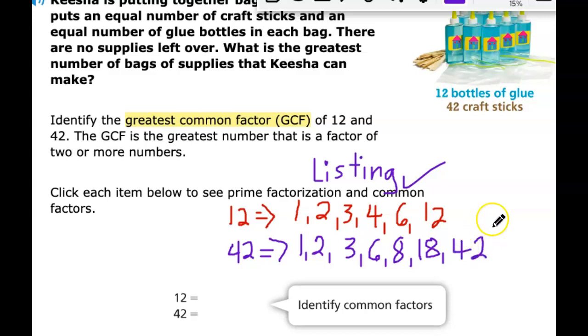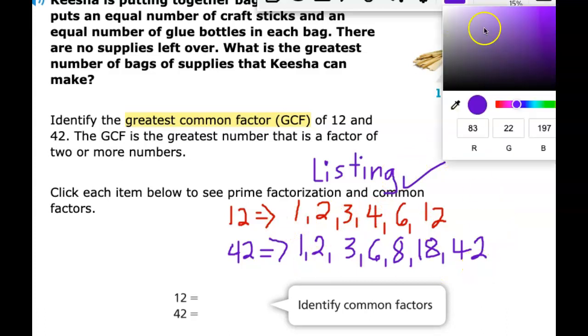All right. No. With that said, if you look at the list, what is the greatest common between the two? 12 and 42. Just by looking at the list, what do you have? So 1, 2, 3, 4, 6, 12, 1, 2, 3, 6, 8, 18, 42. The greatest common that we have, Alex?